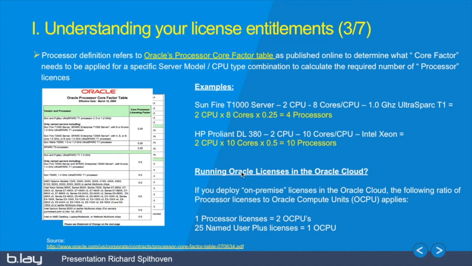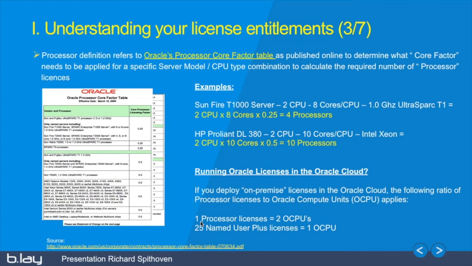One of the other things that a lot of people don't know nowadays is that obviously Oracle is moving to the cloud and is providing cloud services. And a lot of people don't, for example, know that if you deploy on-premise licenses in the Oracle Cloud, like, for example, you have on-premise licenses for SOA Suite for Oracle middleware, and you deploy that on the Oracle Java services, Oracle would require you to apply this ratio in which 1 on-premise processor license equals 2 OCPUs, Oracle Compute Units, and 25 named user plus licenses on-premise would be 1 OCPU.